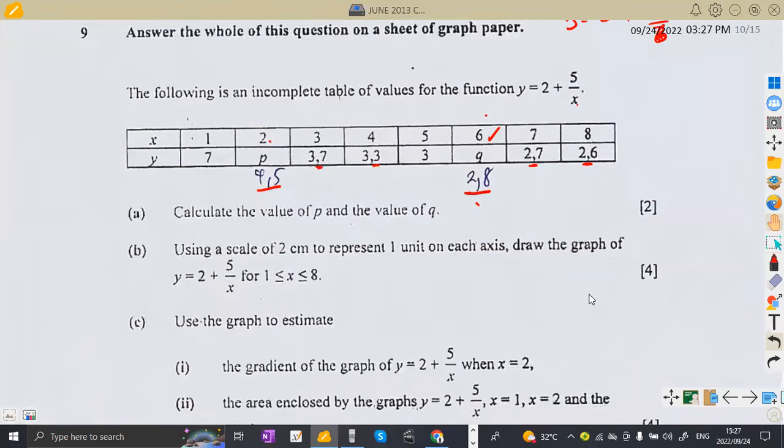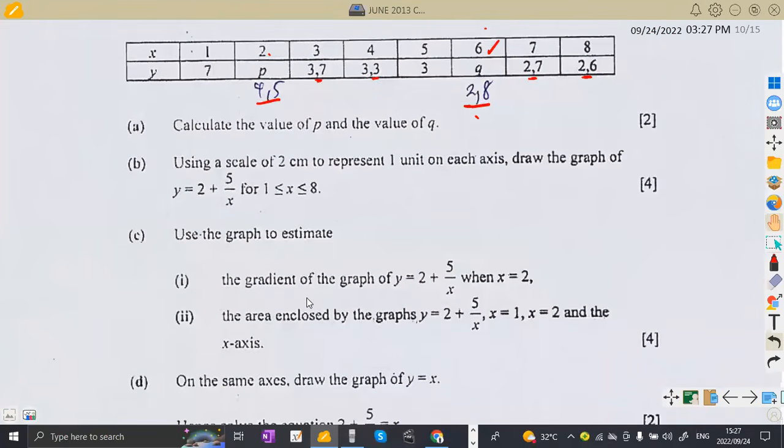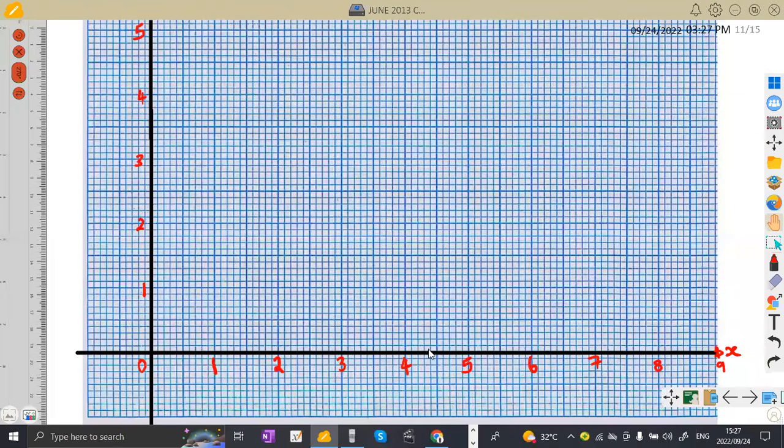Then from there, we are given this table, using a scale of 2 centimeters to represent 1 unit on each axis. Draw the graph from x equals 1 to 8. So we're going to work with this range of values of x that we are given. You just need to understand your scale. If this is 1, each box represents 0,1. So it's 0,1, 0,2 up to 1, something like that. Okay, so that is your Cartesian plane.